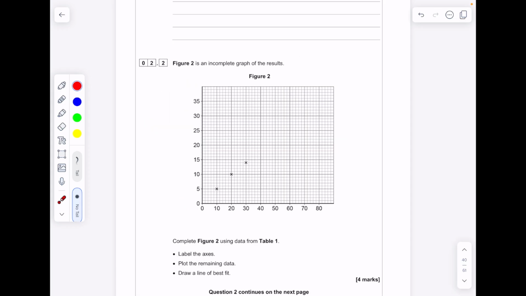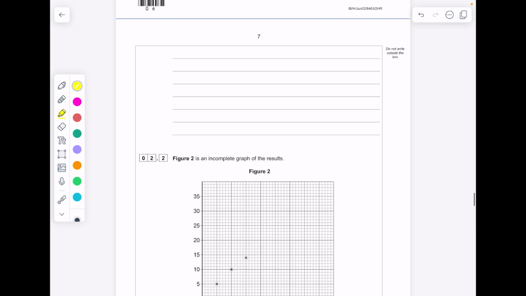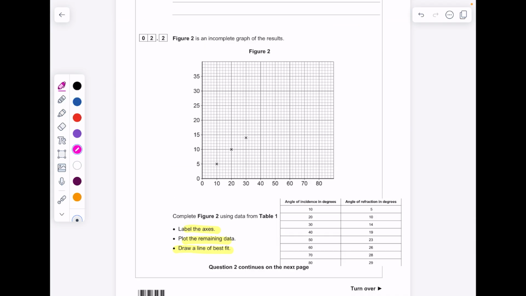Figure 2 is an incomplete graph of the results. Complete figure 2 using data from table 1. We need to label the axis, plot the remaining data, and draw a line of best fit. Let's start with our axes labels. Here's our angle of incidence on the x-axis in degrees. Here's our angle of refraction, also in degrees. So I've labelled the axis.